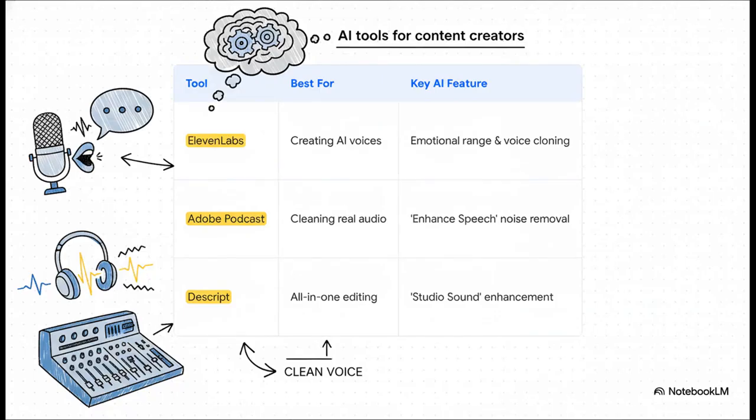So the main thing to remember here is the difference between creating a voice and cleaning one up. You'd use a tool like ElevenLabs when you need to generate a voice from scratch, right from your text. But you'd use something like Adobe Podcast or Descript Studio Sound when you've already recorded a real person and just need to make it sound professional.